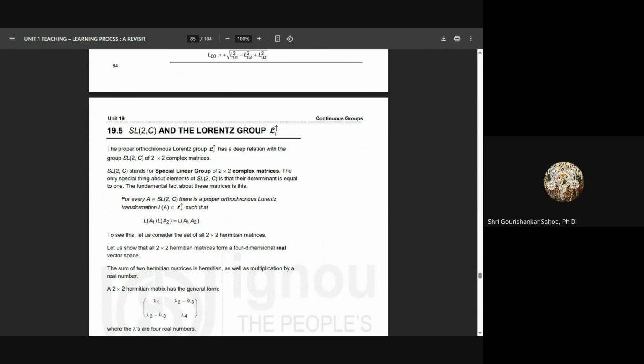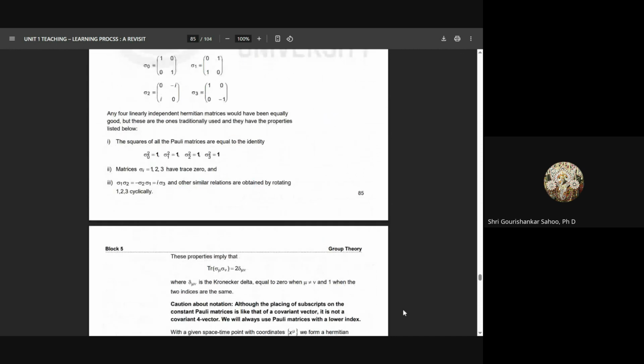So there are some worked out examples, and SL(2, C) stands for the special linear group of 2 cross 2 complex matrices. The only special thing about elements of SL(2, C) is that their determinant is equal to 1. The fundamental fact about these matrices is that for every A belonging to SL(2, C), there is a proper orthochronous Lorentz transformation L_A belonging to L plus, such that L_A1 L_A2 is equal to L_(A1 A2).